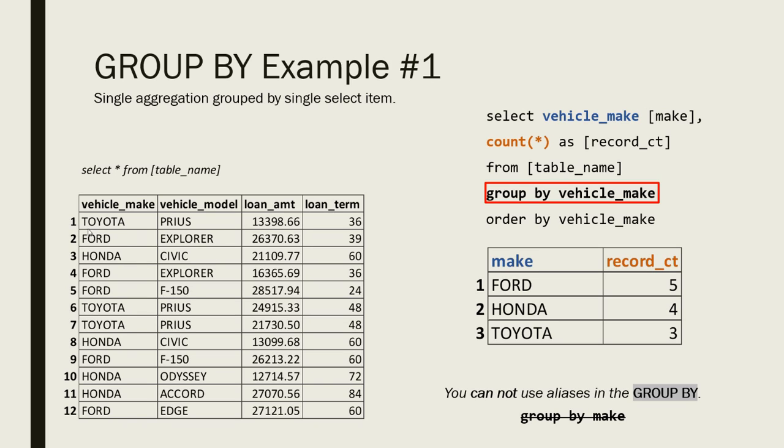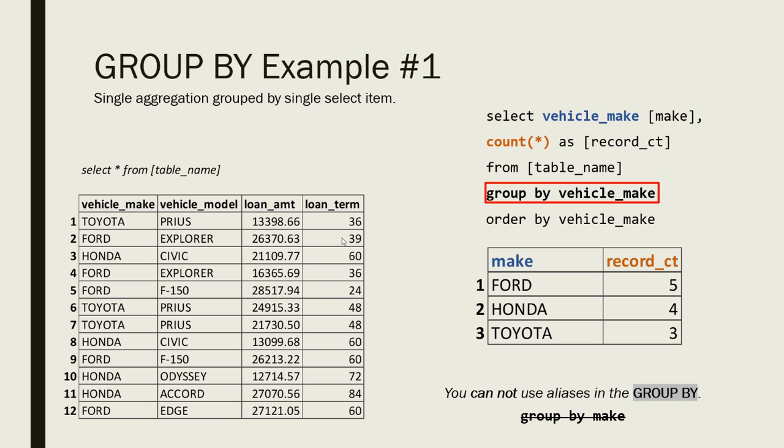So we can infer that this table has 12 records, the 12 records shown here. We have a vehicle make field, a vehicle model field, a loan amount field, and a loan term field. The data is meant to represent car loans. You go to a dealership, you purchase a car, and then you finance a portion of it, which is your loan amount, and then you repay that loan amount over a given number of months, which this data represents.